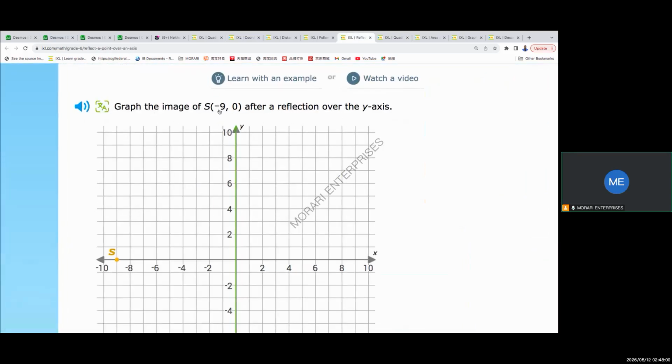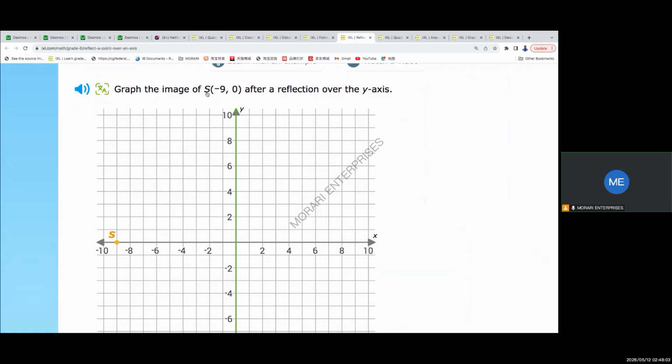Graph the image of point S, -9, 0, after a reflection over the y-axis. Now this is the y-axis here in green. This line is the y-axis, and this is point S, and this is a mirror. So it will reflect on the other side. So what's the image? When you see yourself, you reflect. You see yourself inside the mirror. It's called your image, because it's not the real you. It's your image that you see inside the mirror.